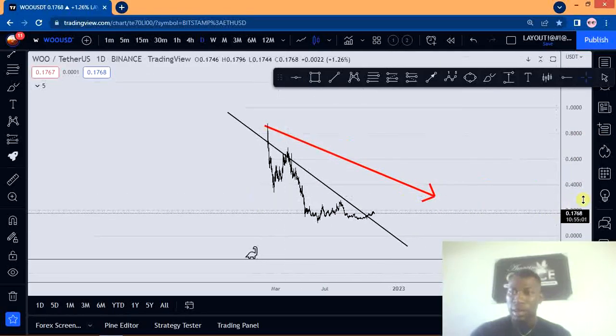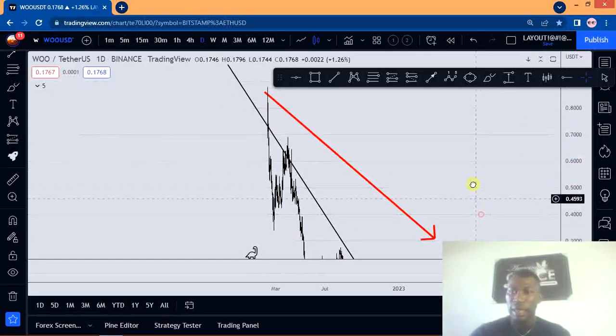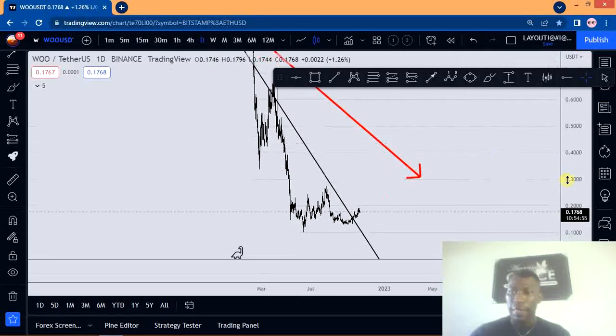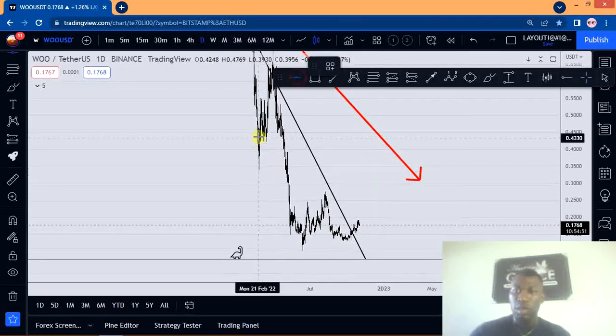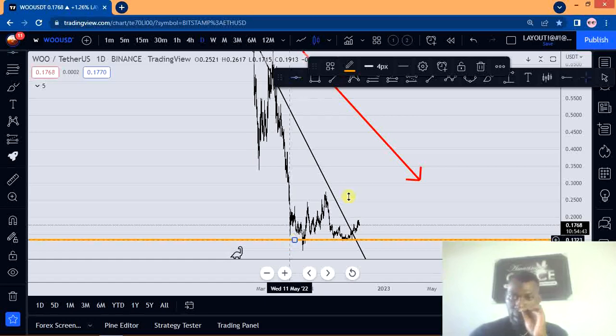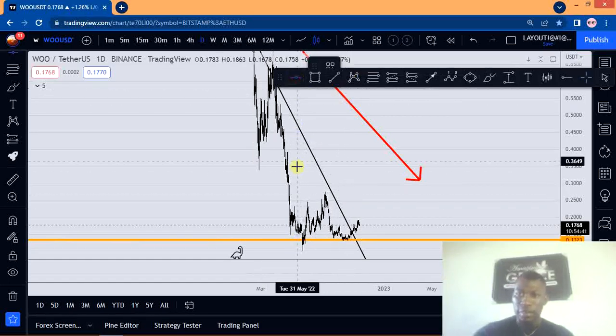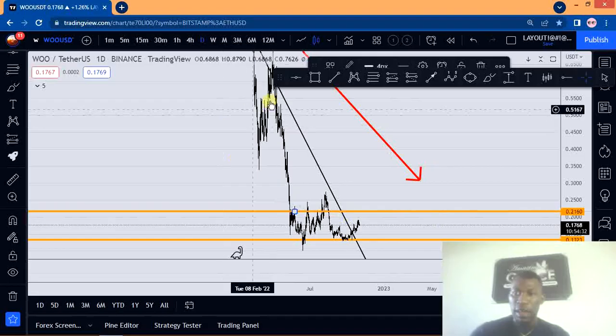Okay, we'll come over here. I will just expand this a little bit. Awesome. Now, if we come over here, we'll put in this. We know that here is a very good demand zone. Are you seeing this? Then we'll come over here again. Here was a support zone.